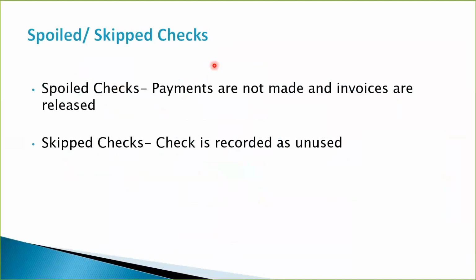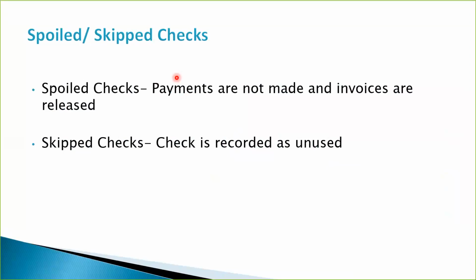so check number 2, which was spoiled, the invoices which were paid using that check will not be paid even once you confirm. So the payments which are being made for check number 1 and check number 3 will be made. However, the invoices which were being paid by check number 2 will not be paid, and they can be picked up by the next payment process request or the next pay run. So that's the importance of recording the spoiled checks.